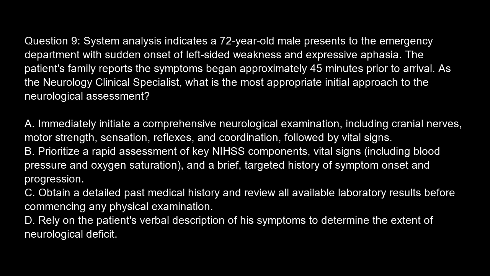Option A. Immediately initiate a comprehensive neurological examination, including cranial nerves, motor strength, sensation, reflexes, and coordination, followed by vital signs. Option B. Prioritize a rapid assessment of key NIHSS components, vital signs including blood pressure and oxygen saturation, and a brief, targeted history of symptom onset and progression. Option C. Obtain a detailed past medical history and review all available laboratory results before commencing any physical examination. Option D. Rely on the patient's verbal description of his symptoms to determine the extent of neurological deficit.